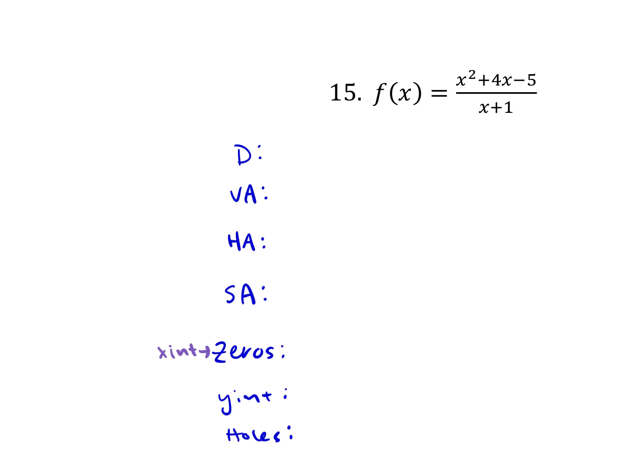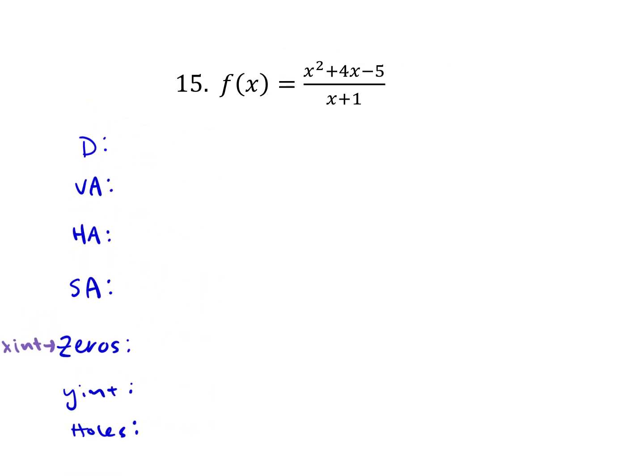So let's factor it first, see if we have any holes. Simplify it a little bit. What are 2 factors of -5 that add to 4? 5 and -1, so this would be x plus 5 and x minus 1. Do we have any holes? No.